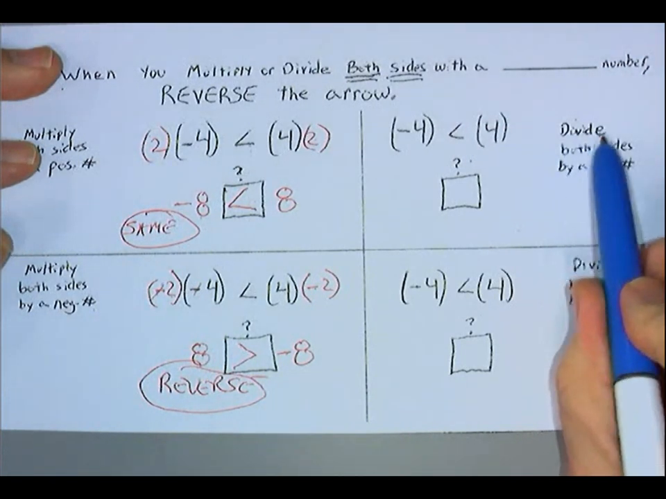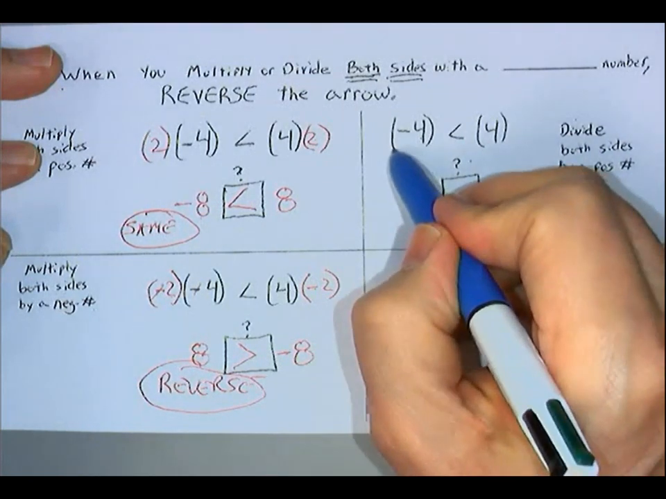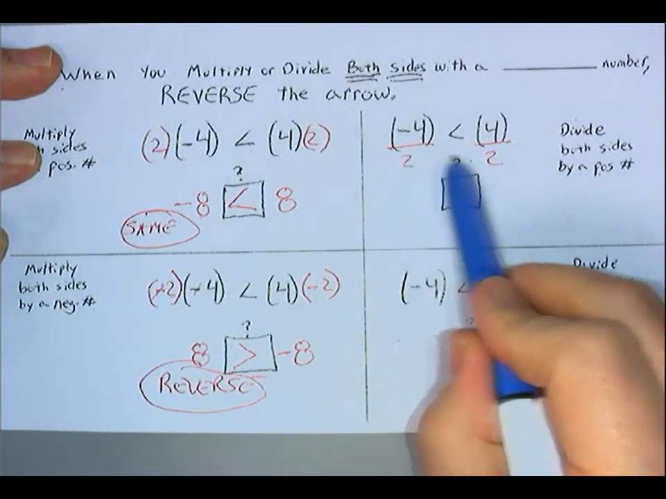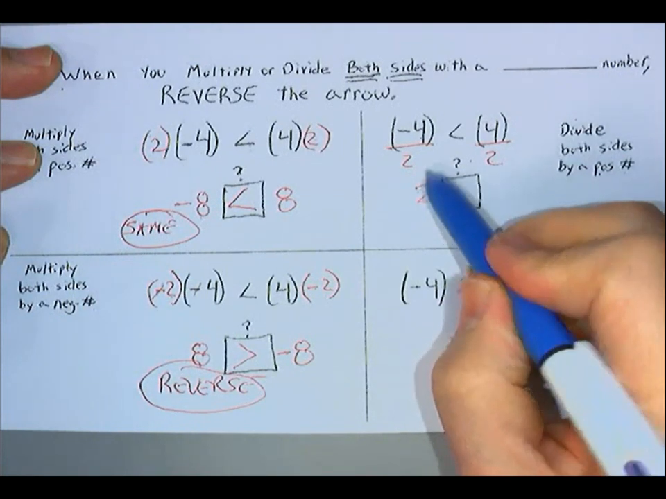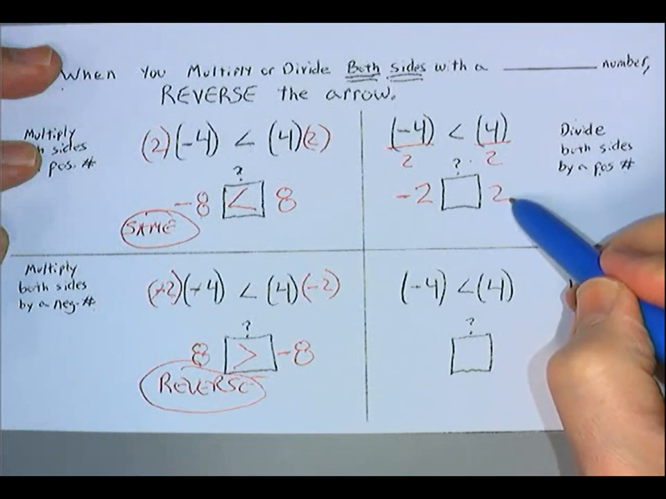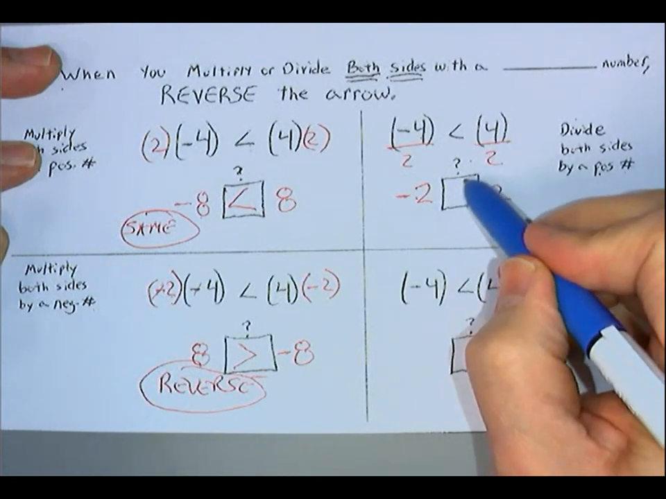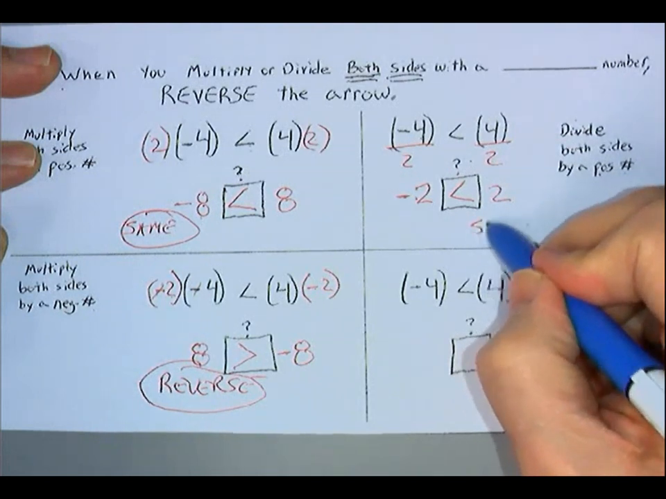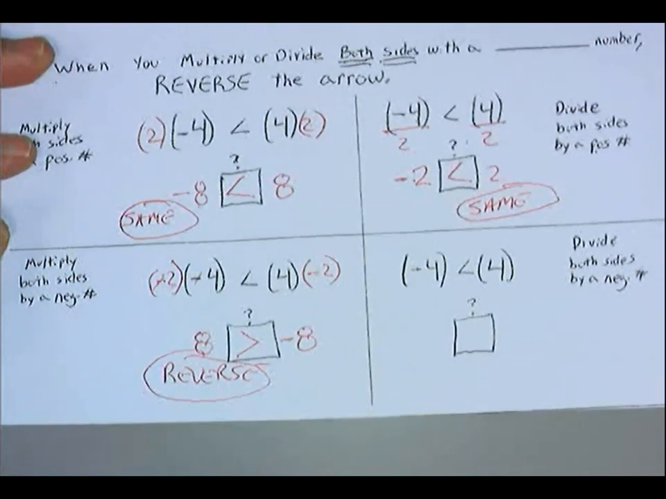Let's go up to the top and let's divide both sides by a positive number. Let's use positive 2. 2 goes into 4 twice with one negative left over there. 2 goes into 4 twice. There's no negatives. So negative 2 is, it's smaller or is it more than? It's less than 2. The arrow stayed the same. When we divided by a positive, the arrow stayed the same.